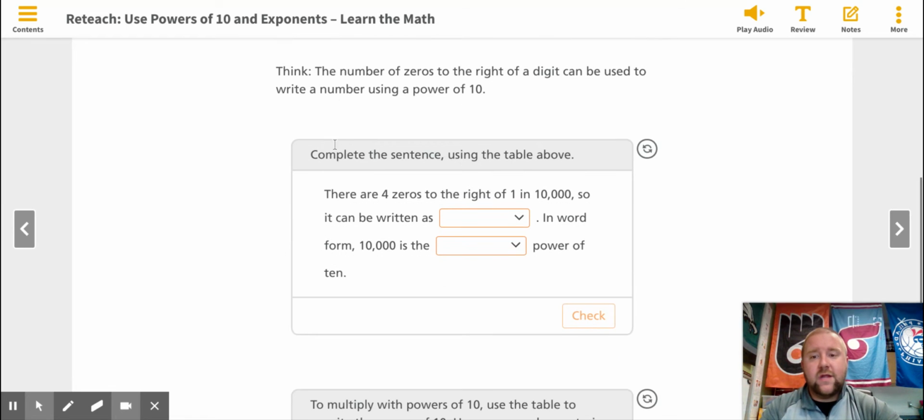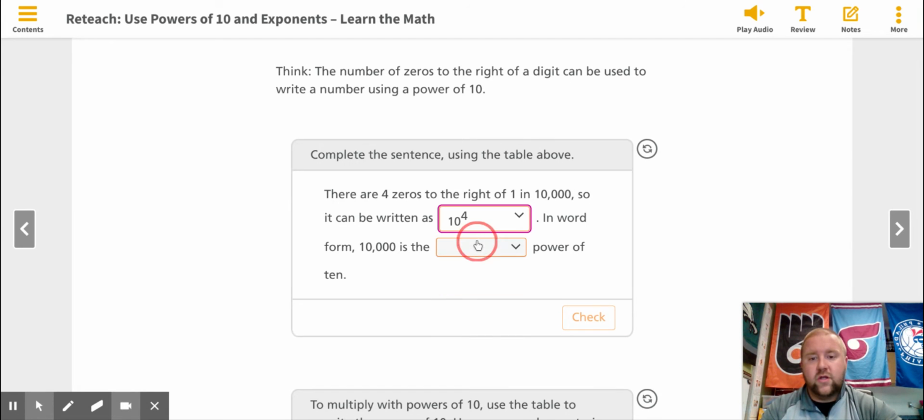Okay, so when we go down here, it says the number of zeros to the right of the digit can be used to write a number using a power of 10. So again, what does that mean? Let's look at this example. It says there are 4 zeros to the right of 10,000. So it can be written as, and it gives you choices here. Okay, 10 to the fourth, 10 to the fifth, or 10 to the sixth. Well, how many zeros are there? 1, 2, 3, 4. So that would be 10 to the fourth power.